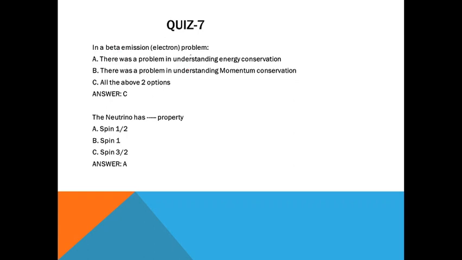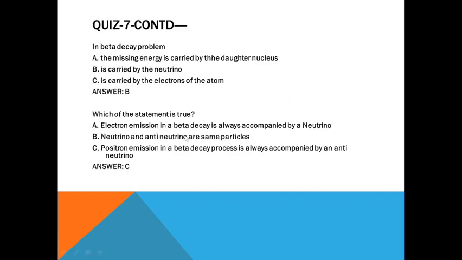Beta emission. There is a problem in understanding energy conservation. There is a problem in understanding momentum conservation. All the two above options. I think you know these are the two options. Neutrino has which property? It has spin half, so it is a fermion, the same spin as the electron. In beta decay, the missing energy is carried by the daughter? No, it's carried by the neutrino.